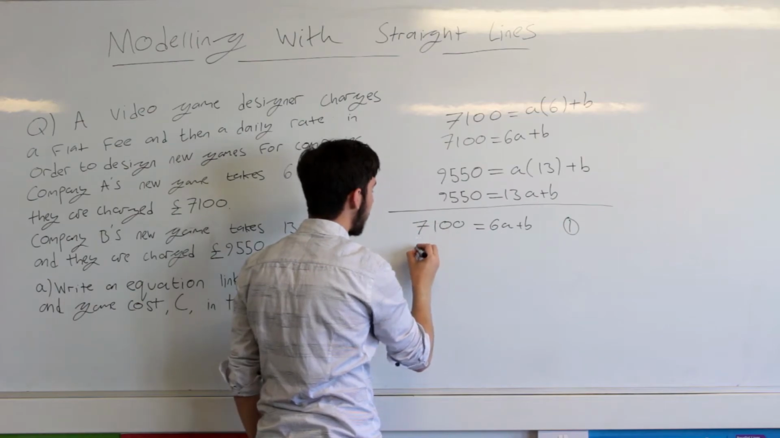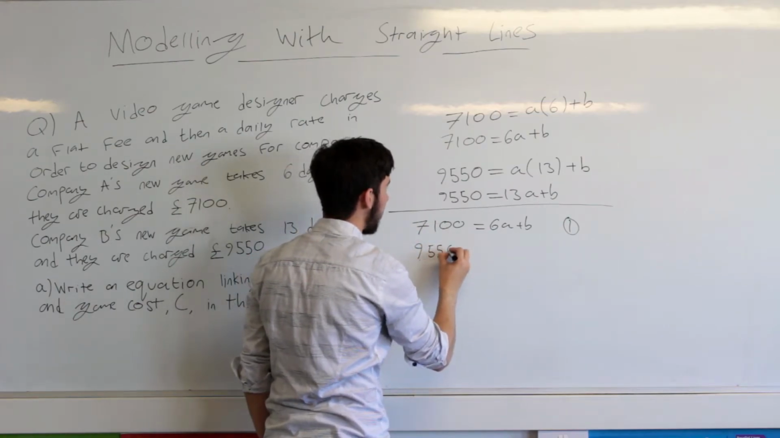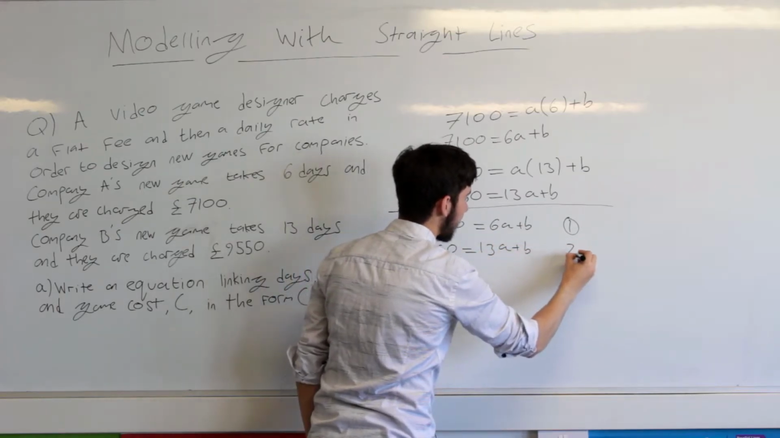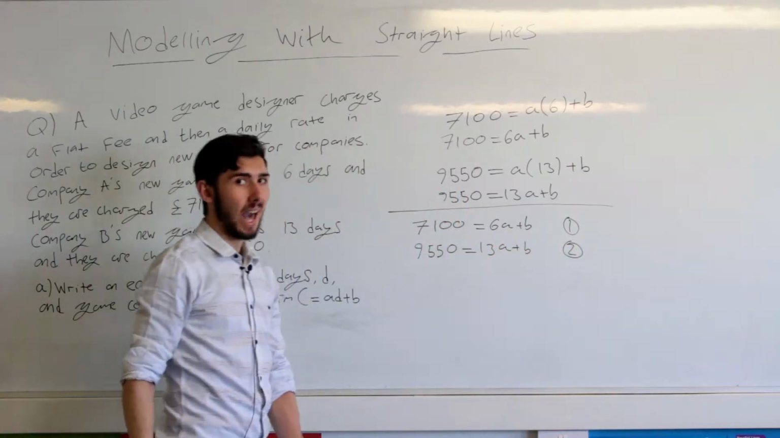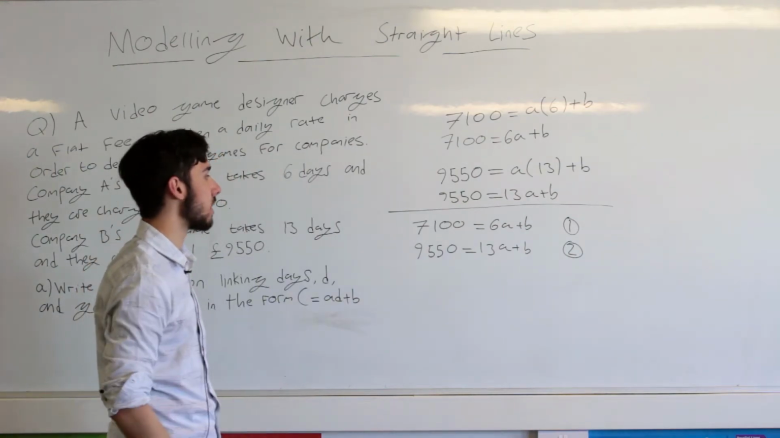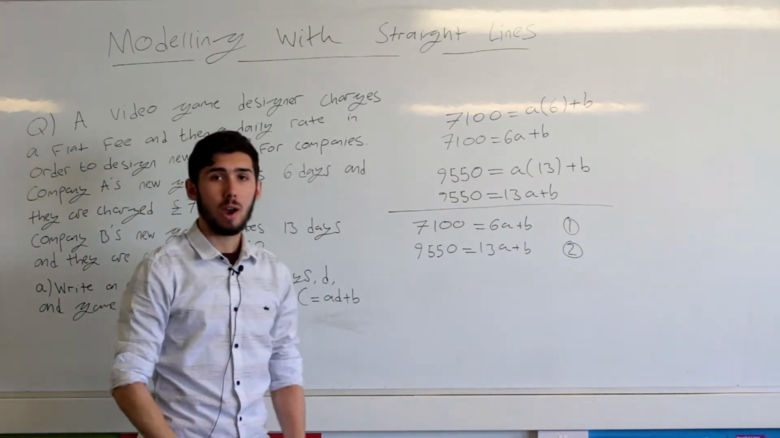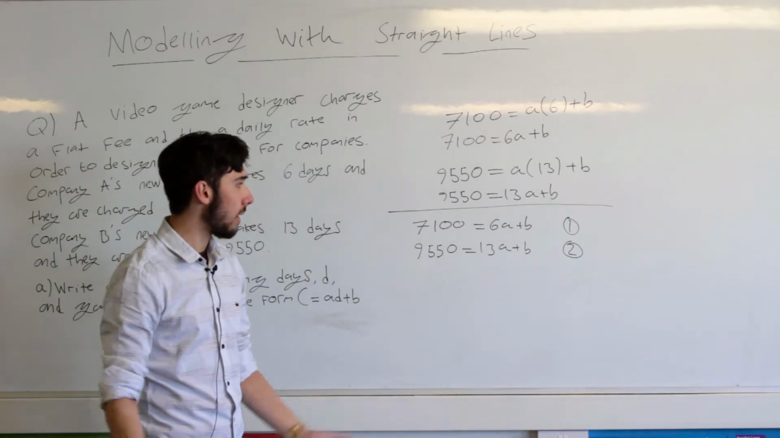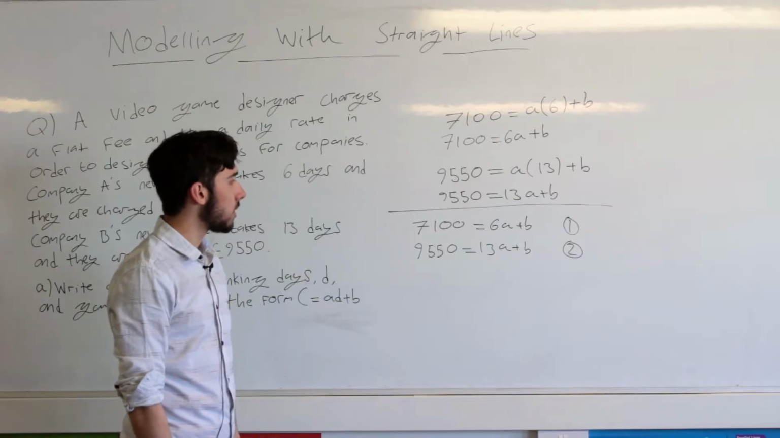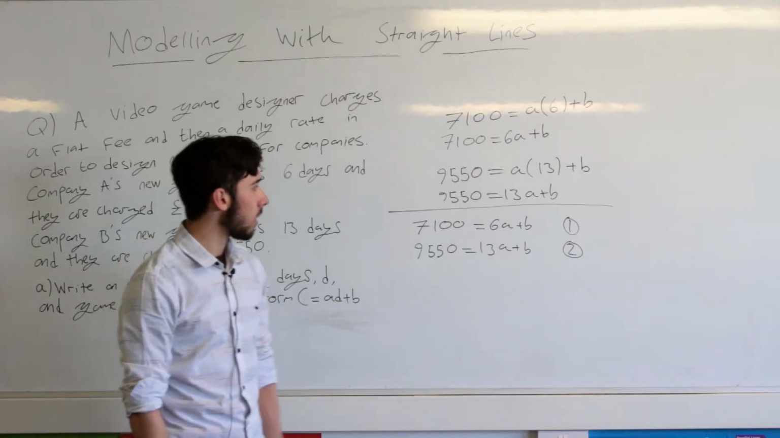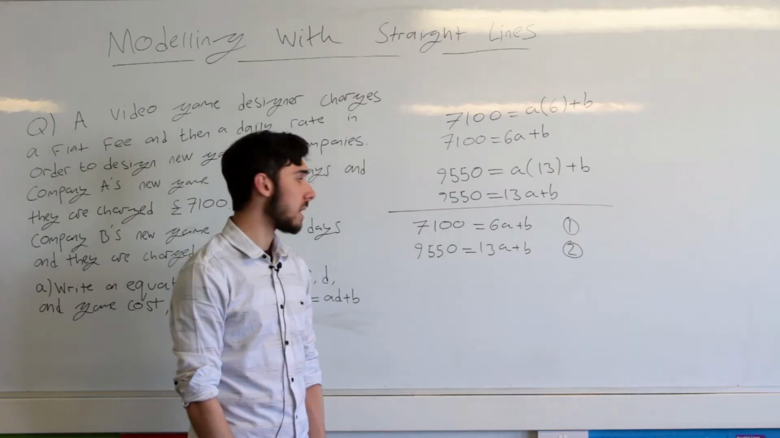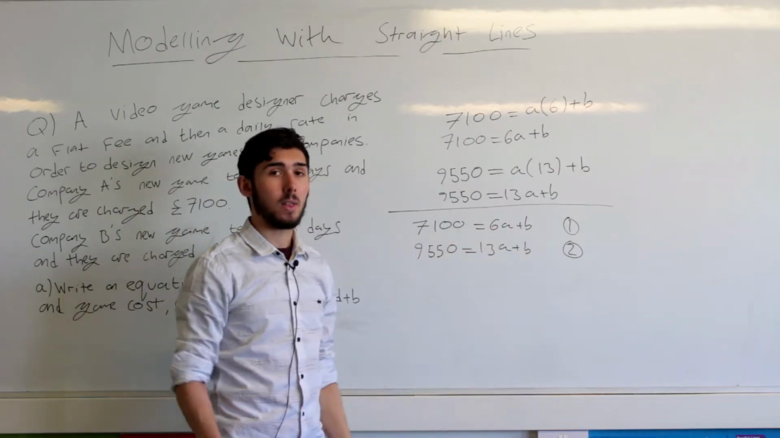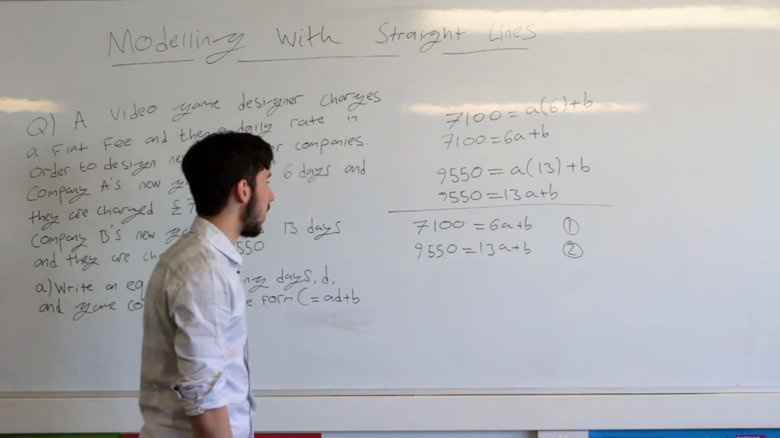And also 9,550 is equal to 13A plus B. That is our equation 2. Now we can solve this for A and B. Guys, you can do whatever you want. You can do elimination, you can do substitution. I think we should probably do elimination for this one, because I'm noticing that if we take one away from the other one, then we'll end up with a B minus B, and those B's will cancel out. So I think we should do that.